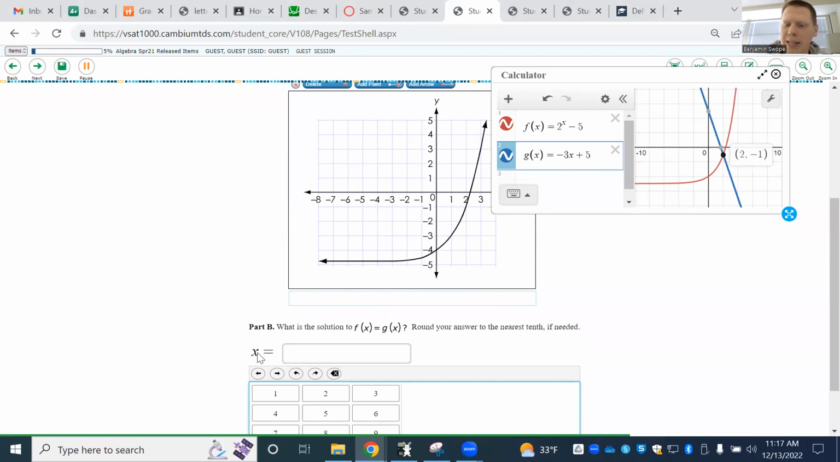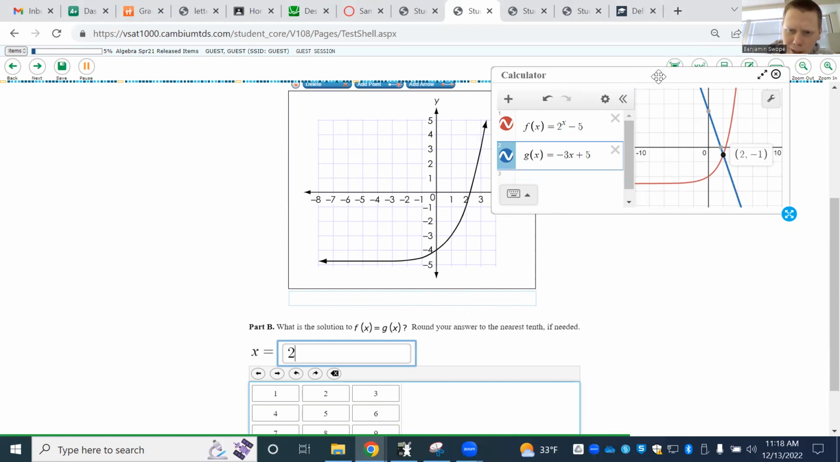But notice they asked for the x. So what's the x of our answer? Well, it's the 2. So just be careful. If you did try and type in a point, it won't even let you put a comma right now. It won't let you type in a point. So just pay attention. If they want an x, they want the x value.